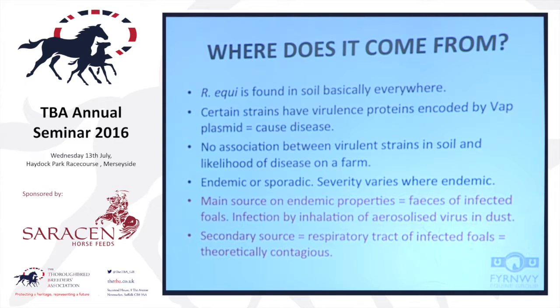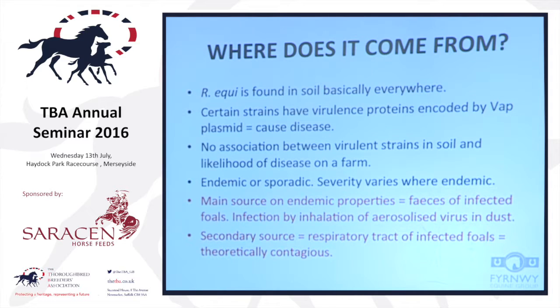So, coming back to disease control and biosecurity, where does it come from? Again, rhodococcus seems to be everywhere in the soil. There's only certain strains of the bacteria that carry what we call virulence proteins, which are encoded by a VapA plasmid. So plasmid is just bacterial DNA. And if they have certain DNA, it allows them to develop these virulence proteins which cause the disease in individuals.